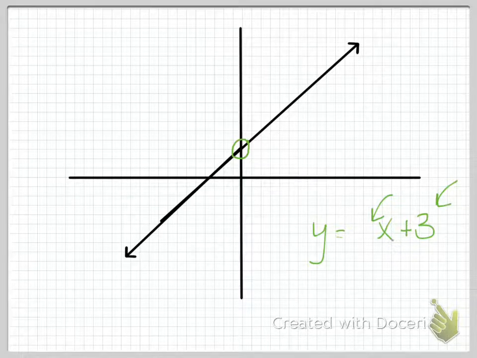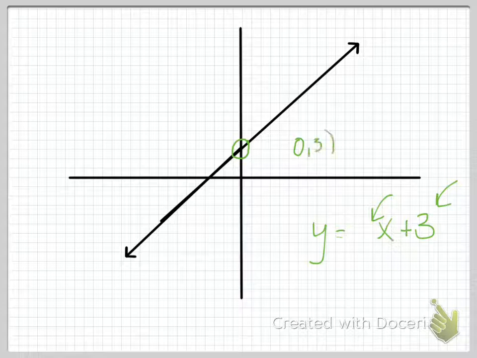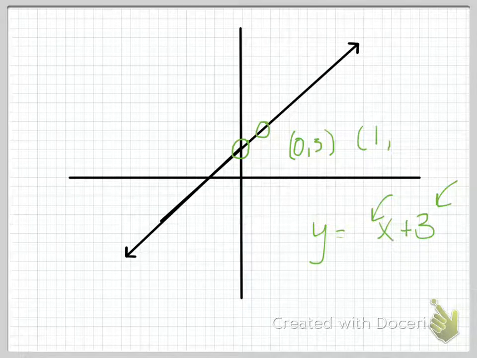So I need to go from one point to the next. It looks like we can use this point, which is 0, 3, and then it also crosses right here, which is 1, 5. Okay, so I could see how much it rises and how much it runs, or I can use the slope equation, y2 minus y1 over x2 minus x1, to solve.